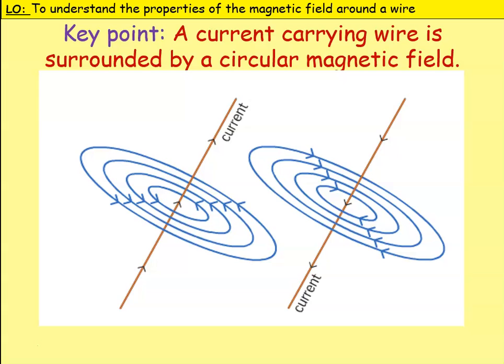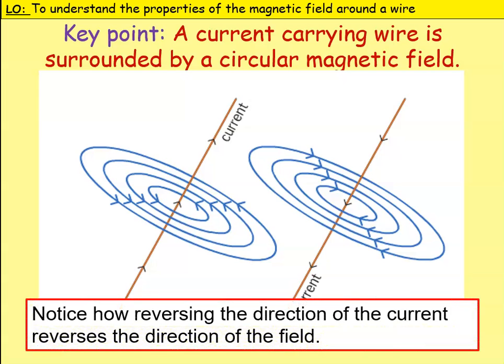So our key point, a current carrying wire is surrounded by a circular magnetic field. And we can see reversing the direction of the current reverses the direction of the field.